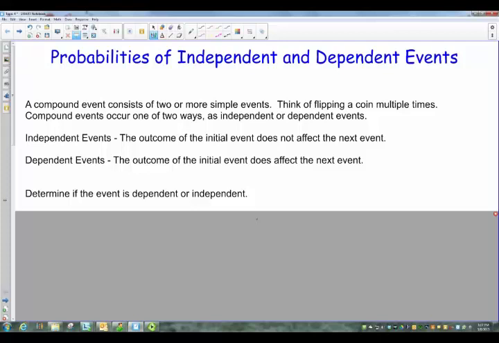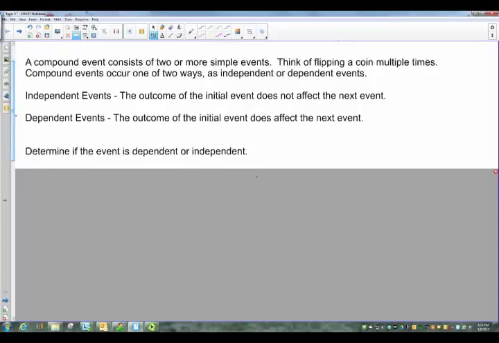We talked a few videos ago about what an event is, and it's just an example of something that can happen. Now, a compound event is when two or more simple events occur. Okay, so just think, you take a coin, you flip it a couple times. As long as it's happening more than once, so two or more times, it's considered a compound event. Now with compound events, these things can happen one of two ways, as either independent or as dependent events. Okay, so independent and dependent, these are two pretty important ideas.